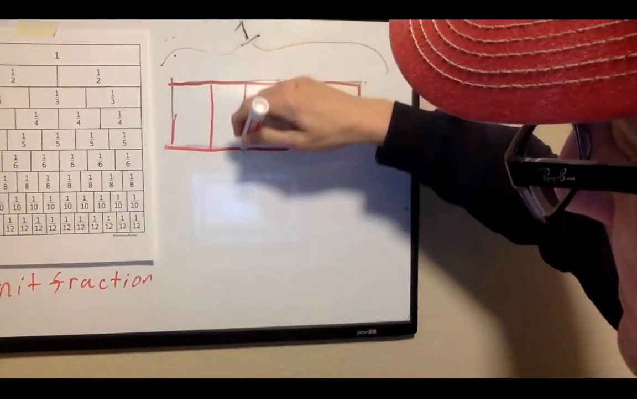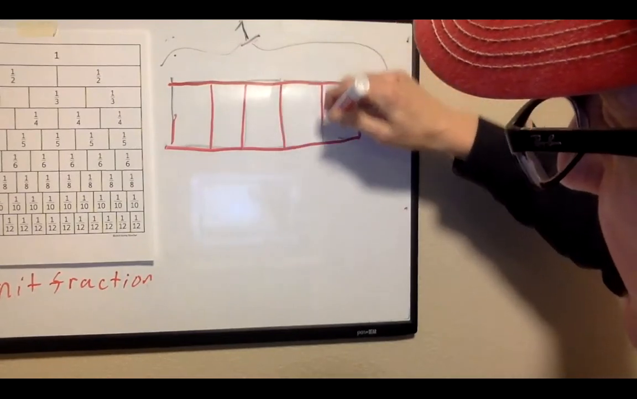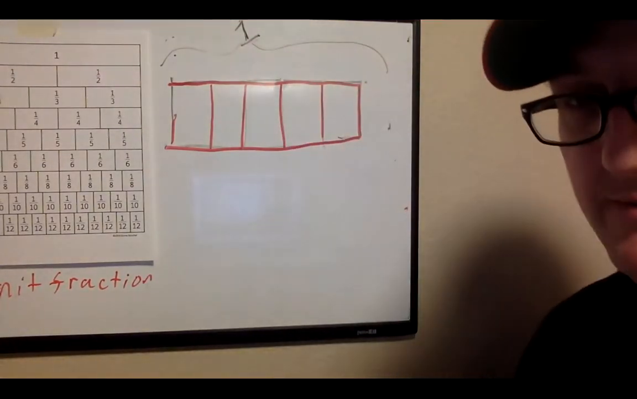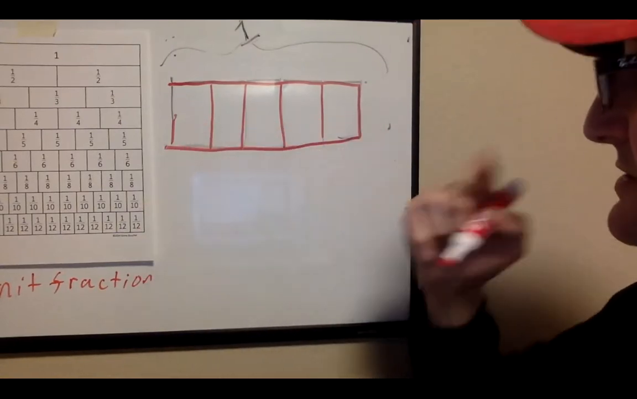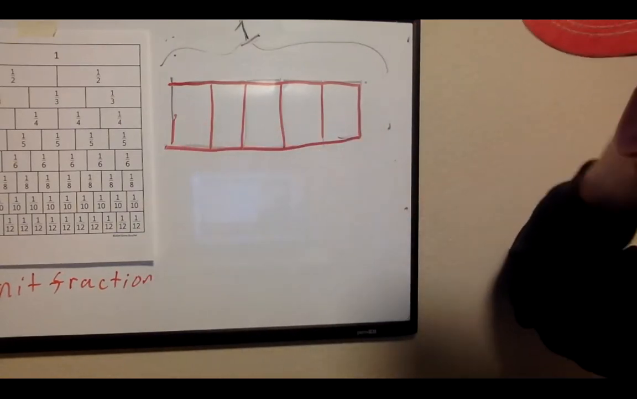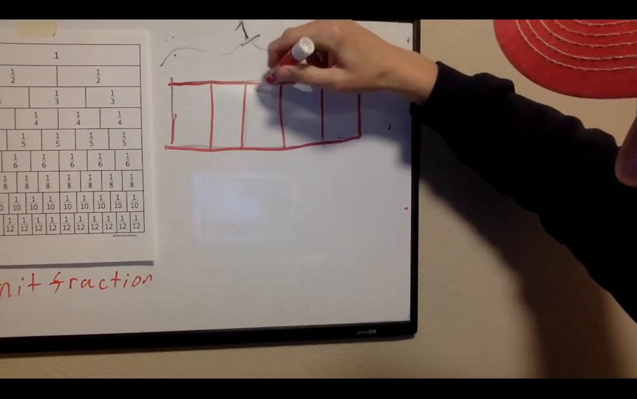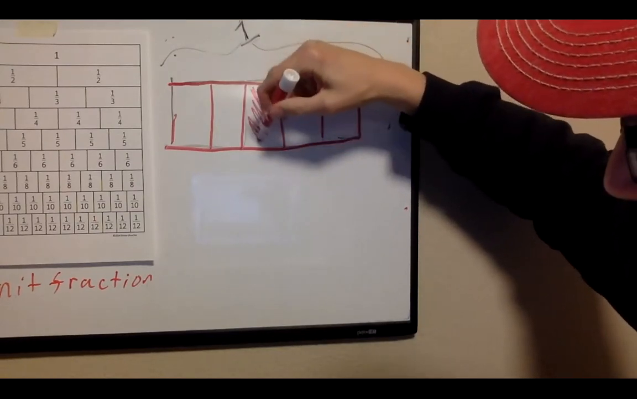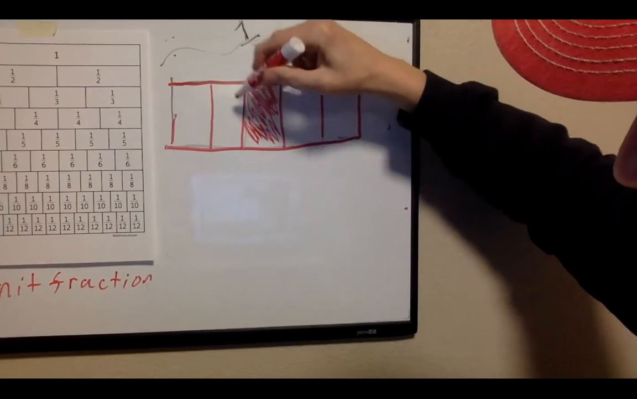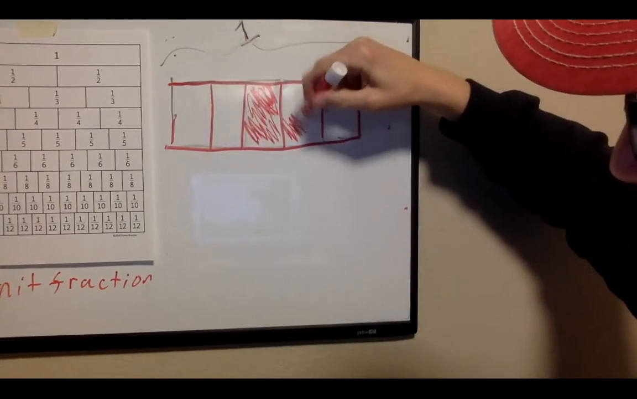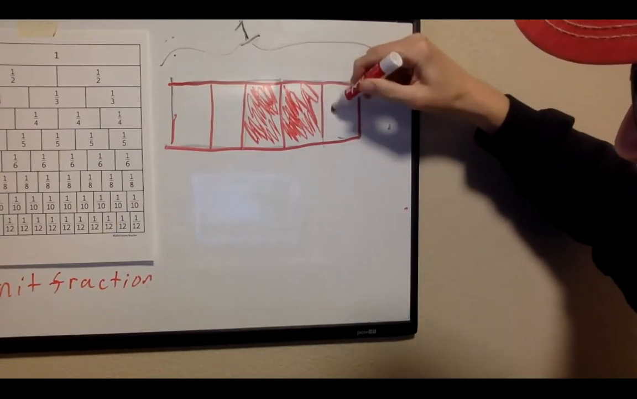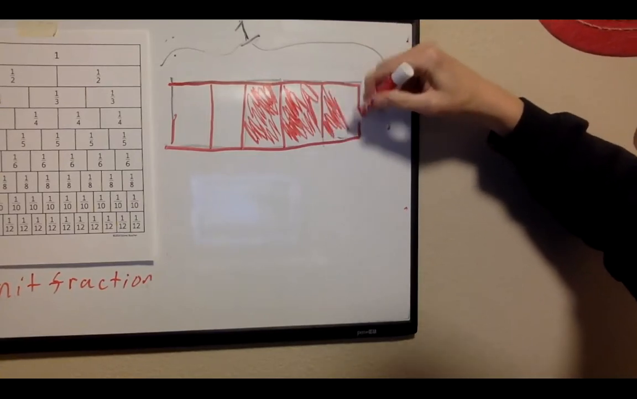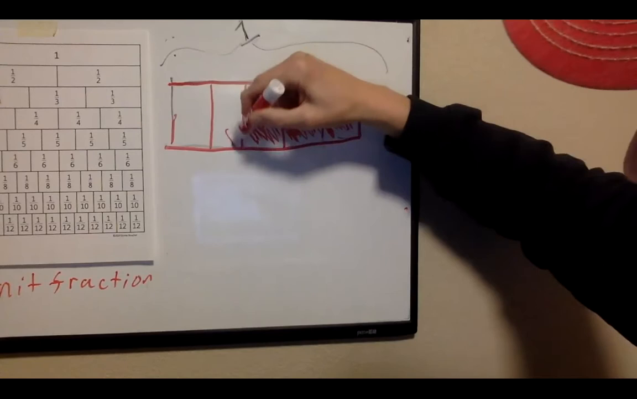There we go. So we know whatever fraction we color in, the denominator is going to be 5, right? Because we've got 1, 2, 3, 4, 5 parts. Well, let's color in 1, 2, 3. Let's go ahead and color in 4 fifths.